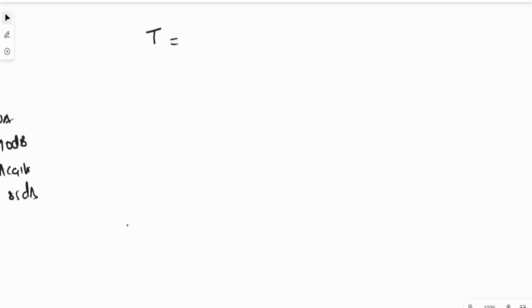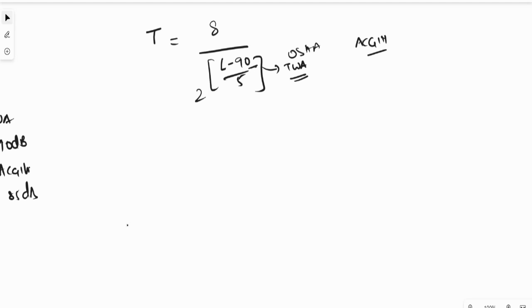That formula is T, where T is time: 8 divided by 2 to the power of (L minus 90) divided by 5. And don't get confused here, this 90 is nothing but the TWA. We have mentioned 90 here because we are taking the OSHA TWA. If you are taking the ACGIH TWA, you can rewrite the formula as 8 divided by 2 to the power of (L minus 85) divided by 5. If you look at some formulas, you might find this one or that one. Don't get confused, it depends on what TWA you are using.